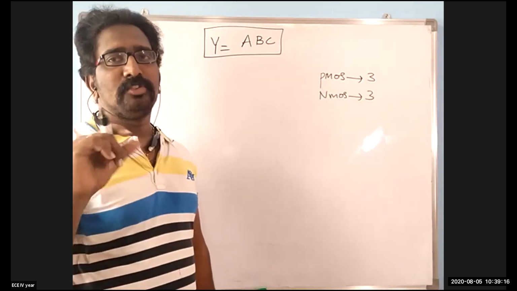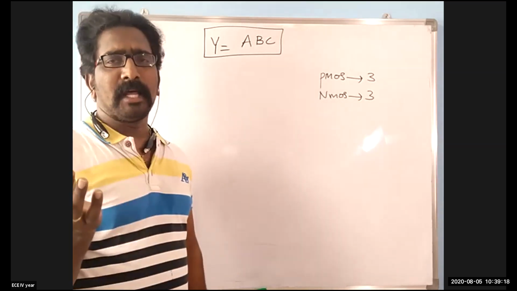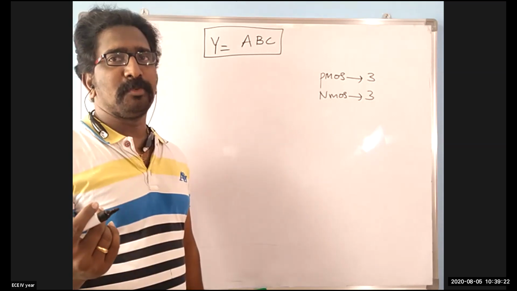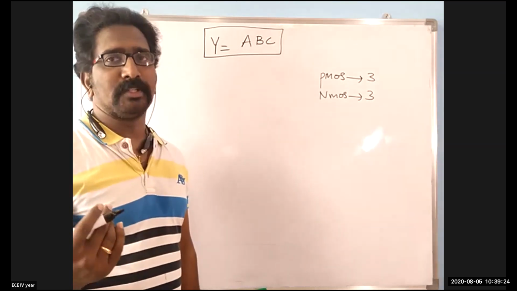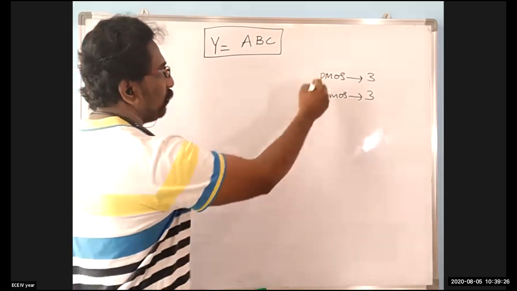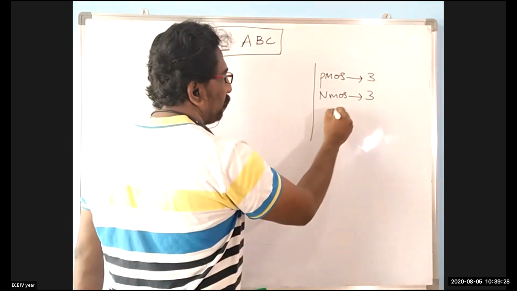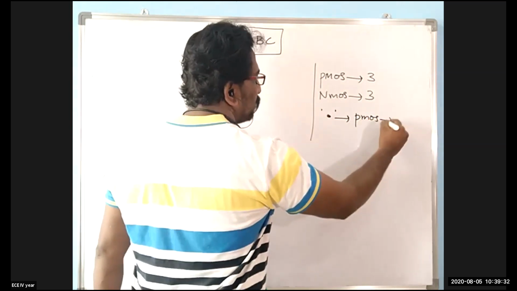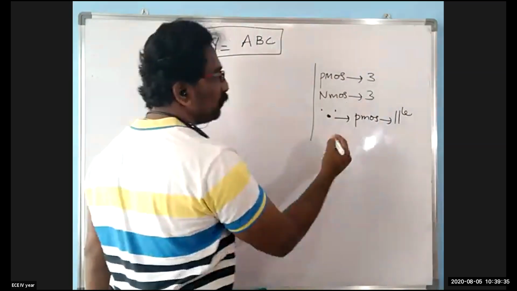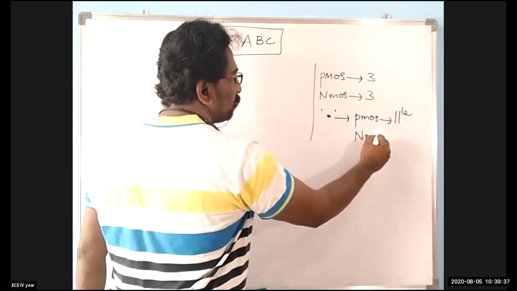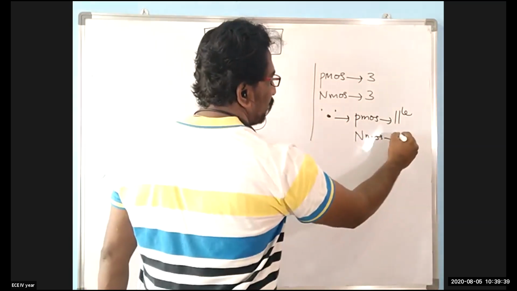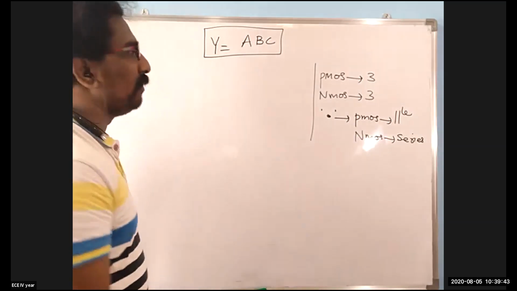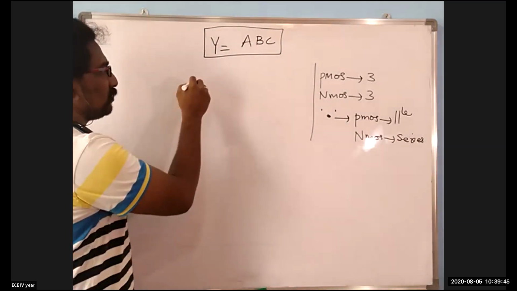Both the PMOS should be in parallel, and NMOS should be in series. That's the principle of your dot and plus operator. Since it's a dot operator between all the three, all the PMOS will be in parallel, and NMOS should be constructed in series. So if that is the case, now let us draw.